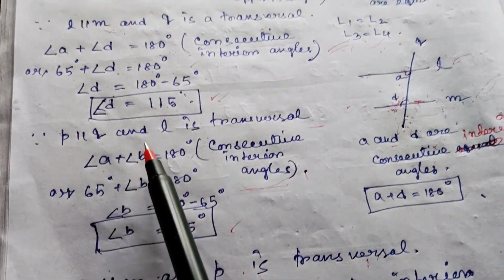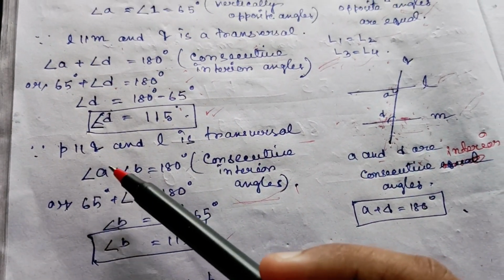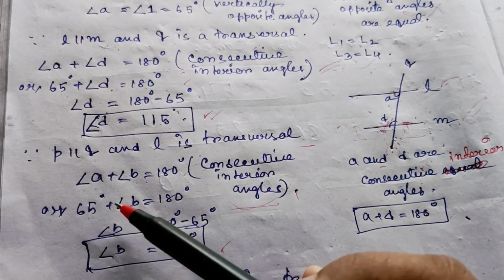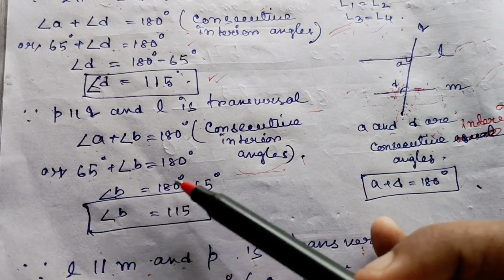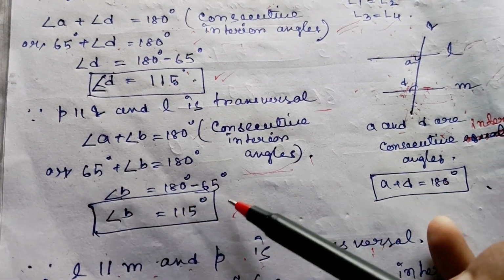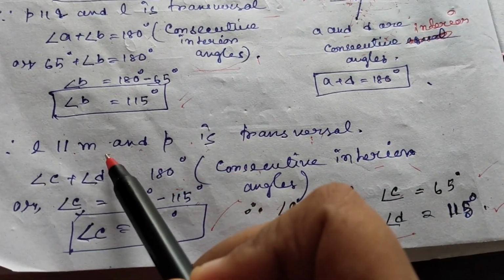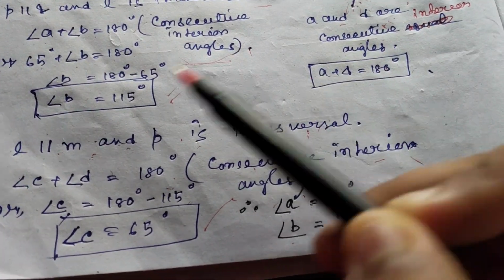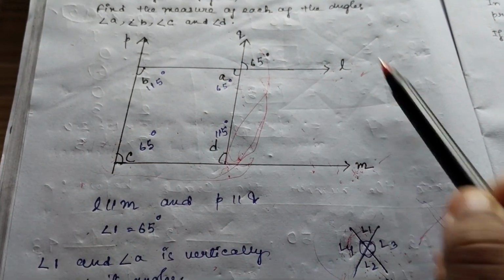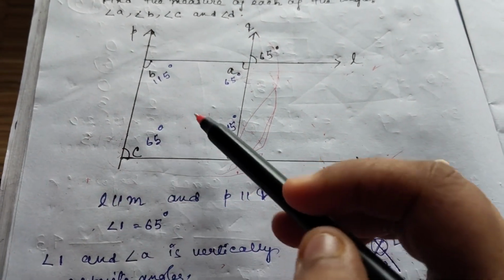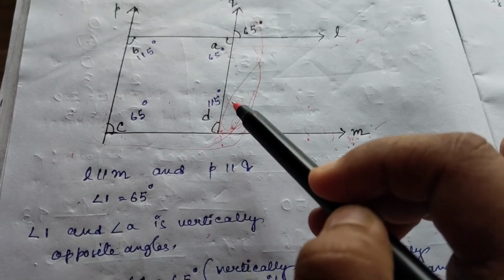We already got angle A is equal to 65 degrees, so we can put this value in. 65 degrees plus angle B is equal to 180 degrees. That's how we get angle B is equal to 180 degrees minus 65. Angle B will be 115 degrees. Then L parallel to M and P is transversal. Therefore, the consecutive angles, angle C plus angle D, will be 180 degrees.